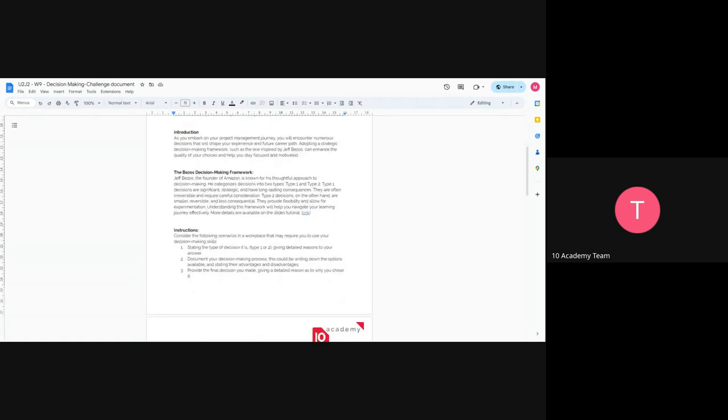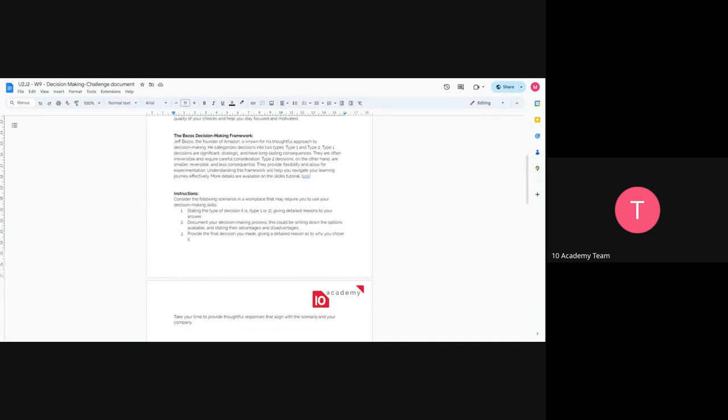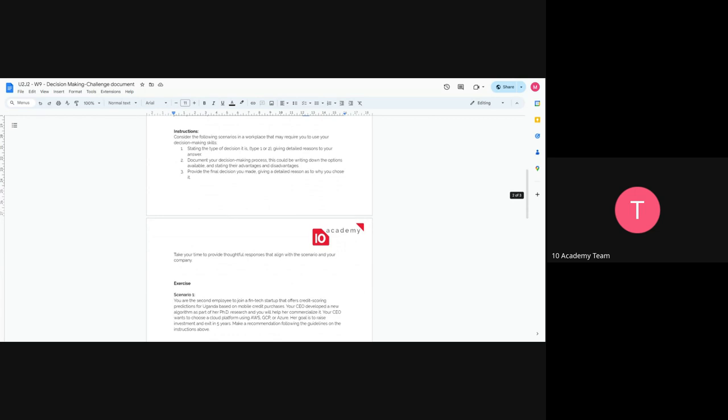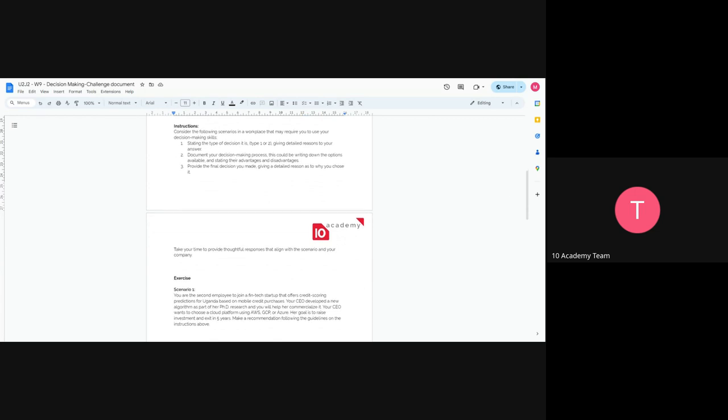So before you come to a decision, the instructions are, from the scenarios given, to say whether it is a type 1 or a type 2 decision, and why exactly you feel it is a type 1 or type 2 decision. So basically understand the different types of decisions that you have to make, and then document your decision making process. This could be, if I go with A, these are the pros and these are the cons. And then from the pros and cons that you listed, which one weighs more, and give your reason.